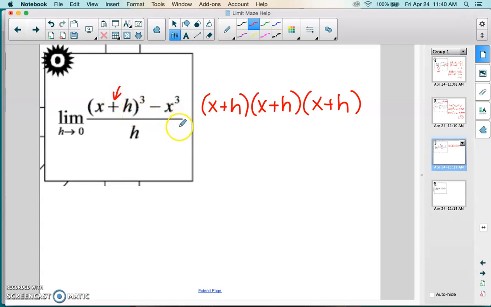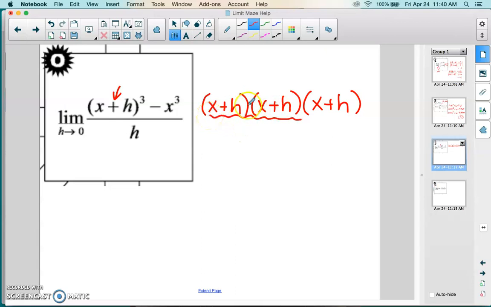The reason why I have to do that is because I can't just plug 0 in for h. I can't plug 0 in for h because that would give me a 0 in the denominator. So my goal is to try to do algebra in some way to simplify it down, and get things to change or cancel or whatever.